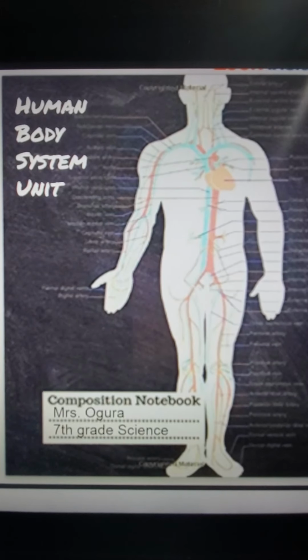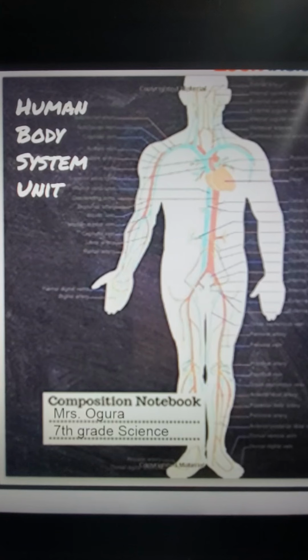Hello, ladies and gentlemen. Today we are going to be talking about a new unit called the Human Body System unit. And we're going to be talking about 10 different body systems, what they do, what they're made out of, and how they interact with each other. So let's look at those notes.